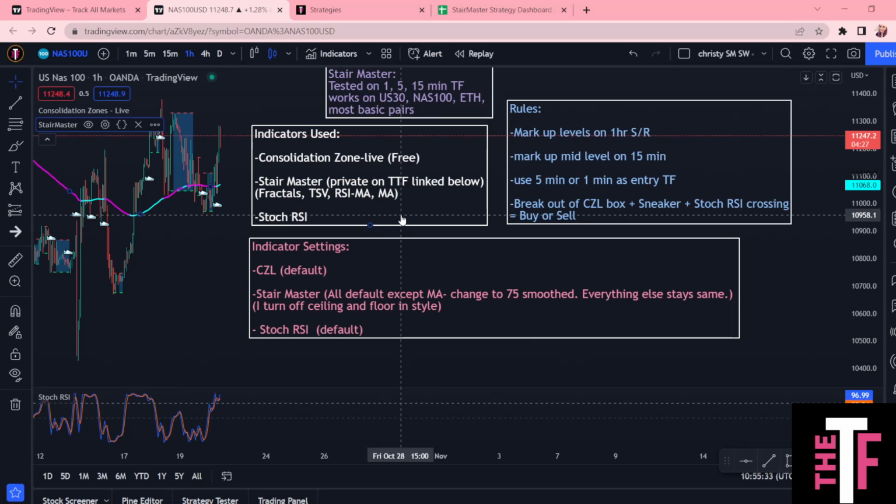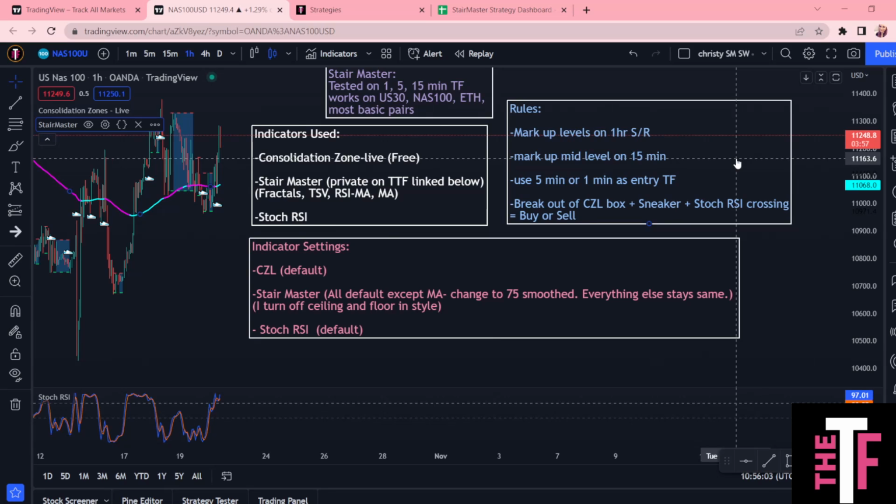As far as the rules go, the marking up, I'll walk you guys through an example. I typically just mark up on the 1 hour. I'll mark up the high and the low where the 1 hour currently is trading within. I'll explain it when I show a 1 hour, but that's the idea. I mark a support and a resistance, the high or the low area. Then I drop to the 15-minute time frame. I will mark a mid-level in between them, usually just one level.